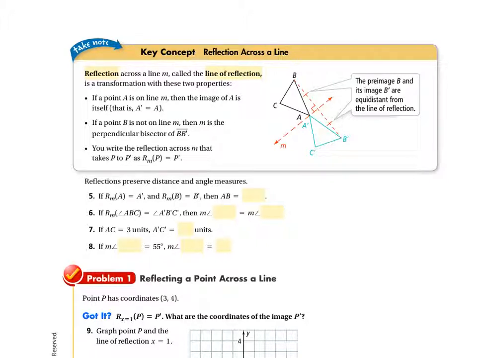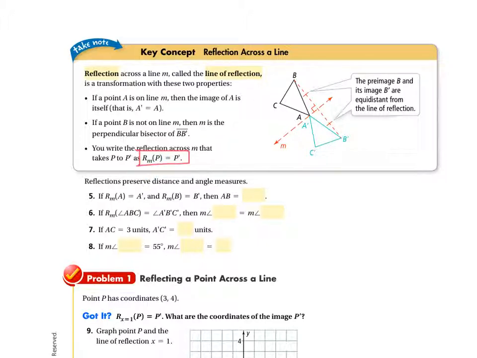And then this is your notation. It looks a little weird, doesn't it? If you write the reflection across M that takes point P to point P prime, this is your notation right here. And here's how it reads. R means reflection. M is telling you what you're reflecting over, and it's a line. It's in lowercase cursive letters. And then P is the item being reflected. So we are reflecting the point P over the line M, and we get the point P prime.